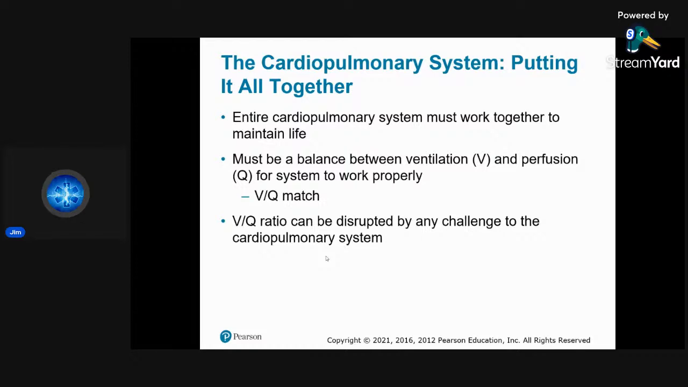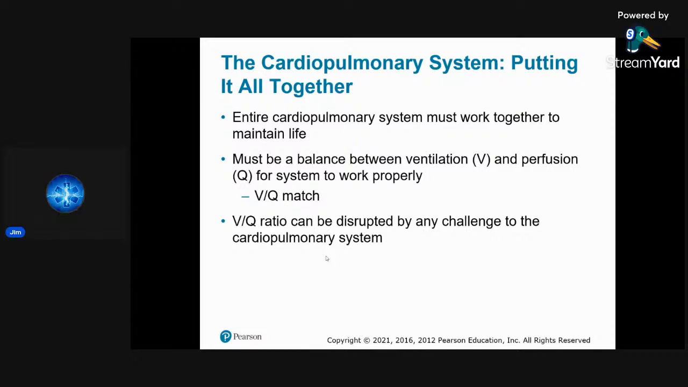All right, let's put this all together. The entire cardiopulmonary system must work together to maintain life. If it doesn't work together, then the system will fail. There must be a balance between ventilation, which is moving air in and out, and perfusion, which is the oxygen reaching the cells. For the system to work properly, we call this the VQ match. So we have to have a good VQ match.